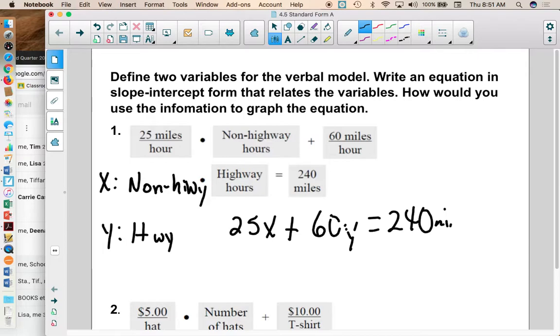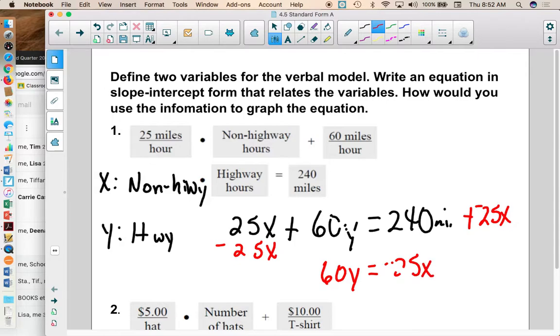Maddie? Solve for y. Okay? And if you solve for y, you should be subtracting 25x from both sides or adding the negative. Okay? So that gives me 60y equals negative 25x plus 240. Would I be able to graph that then?